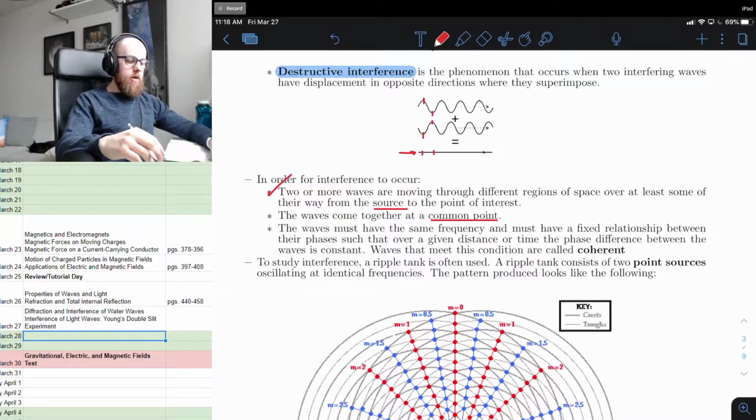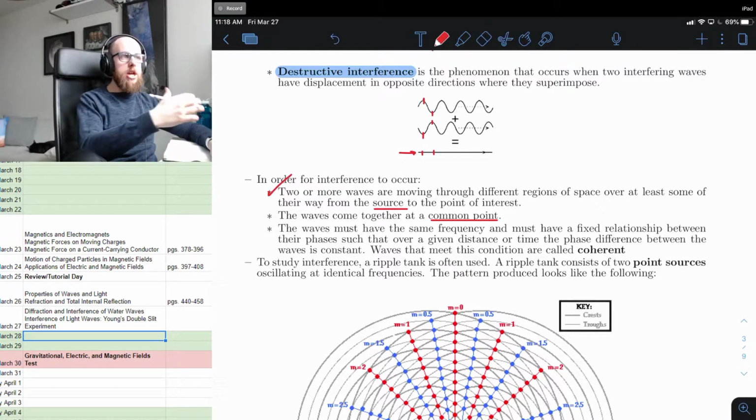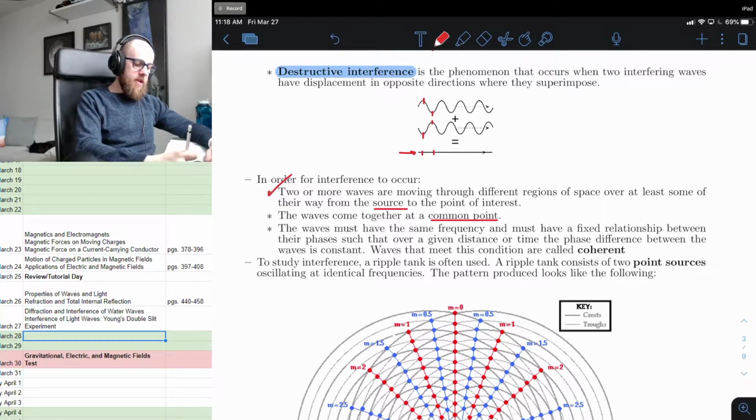And in order for this interference pattern to develop, these waves have to have the same frequency, okay? And the relationship between the two phases is such that the phase difference between the two waves is a constant, okay? So what this means is that the two waves are coherent with each other, all right?